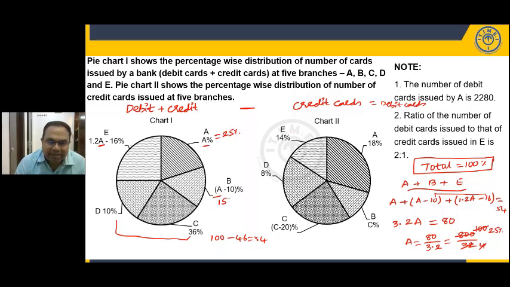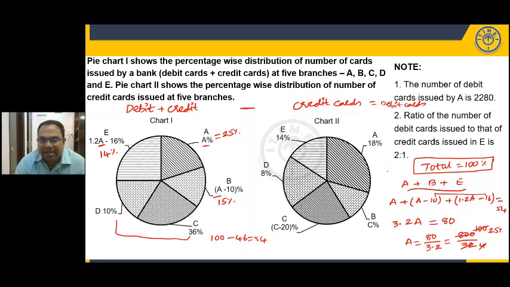25 minus 10, this is 15%. 25 into 1.2 is 30, 30 minus 16, this has to be 14%. Totally we should get 100, just check: 25, 30, 40, 54, 64, 100, right? So I got the values of the first pie chart.